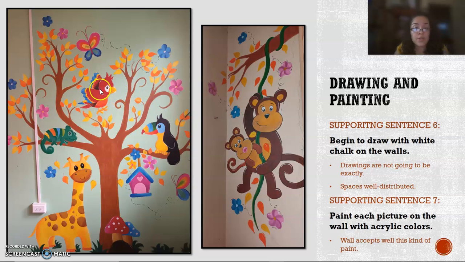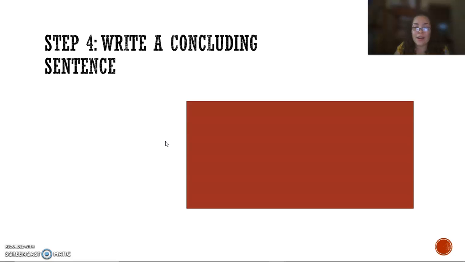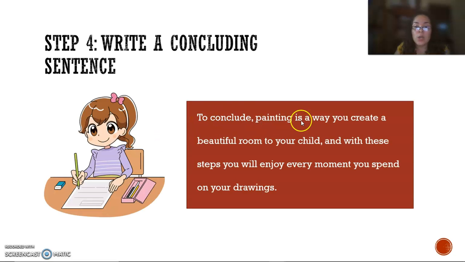Then we have the end of drawing and painting of a room. This is the first picture that we saw first, and then the second one. Begin to draw with white chalk on the walls, sorry. Drawings are not going to be exact. Spaces are well distributed, and then paint each picture on the wall with acrylic colors. I used acrylic colors because the wall accepts well this kind of paint. Then we have the concluding sentence. The concluding sentence is related to this paragraph. So this is: to conclude, painting is a way you create a beautiful room for your child, and with these steps you will enjoy every moment you spend on your drawings.